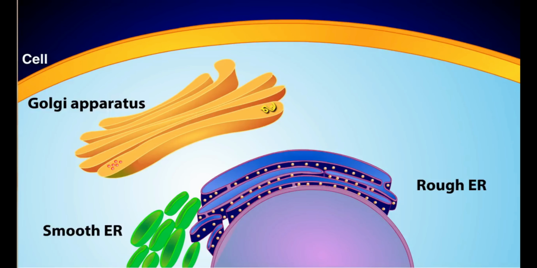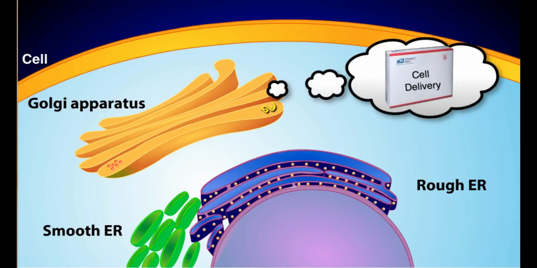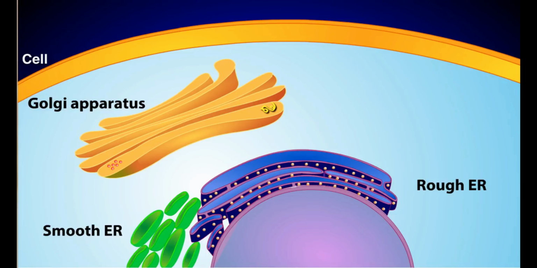Its job is to package and distribute cell products that are either destined for a specific location within the cell, such as the plasma membrane, or for secretion from the cell. You can think of the Golgi apparatus as the post office of the cell, where packages are dropped off and destinations are assigned.